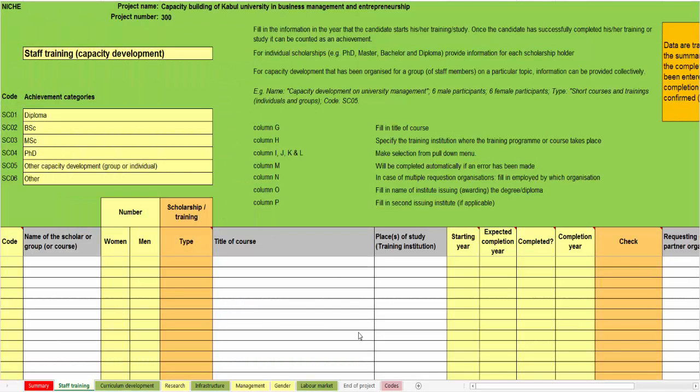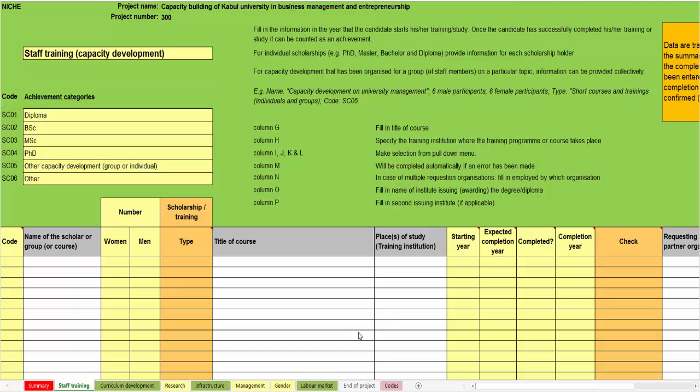The staff training sheet is about capacity development for the staff of the requesting organization. This used to be called scholarships, but it was not very clear for whom the scholarships were intended. What we're talking about here is scholarships to the staff of the requesting organization, not to the students. For options SC01 to SC04, diploma, bachelor's degree, master's degree or PhD, write down the names of the individual candidates.